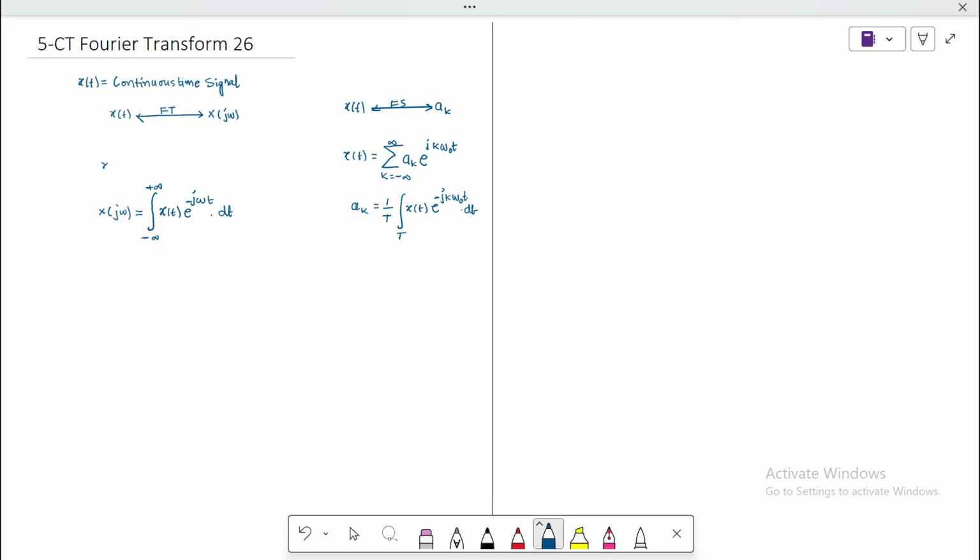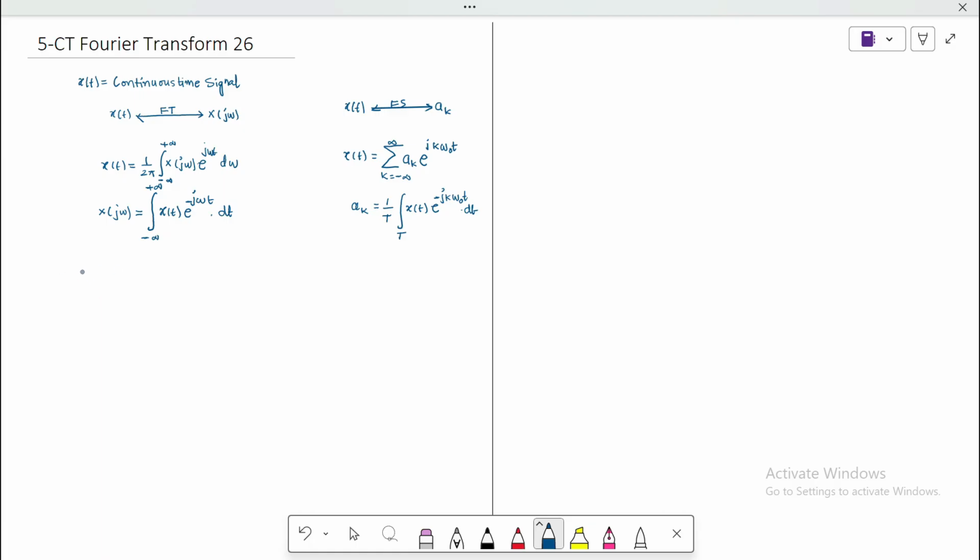Then the inverse Fourier transform formula, that is x of t equal to 1 by 2 pi integral from minus infinity to plus infinity x of j omega into e power j omega into t into d omega. So these are the Fourier transform formulas. You know very well.